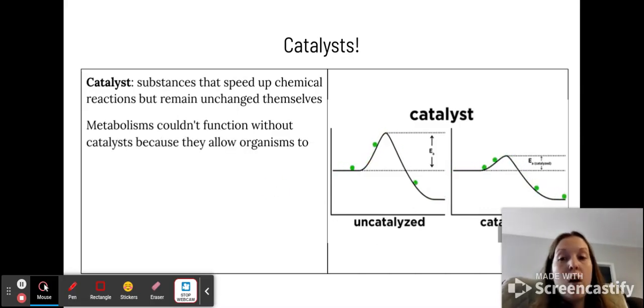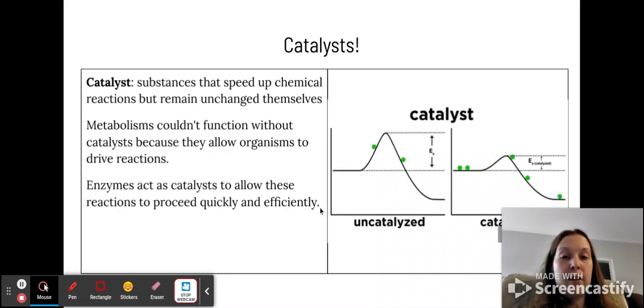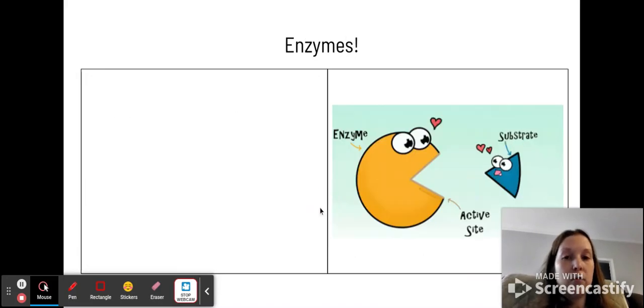Metabolisms could not function without catalysts because they allow organisms to drive reactions. What a catalyst does is it allows a different pathway for a reaction to take place that uses less energy. It needs less energy than the original reaction did. And in our body, our biological catalysts are enzymes. They allow reactions to proceed quickly and efficiently in the body to break things down. They work by lowering the amount of energy needed for the chemical reaction to occur. So that's what enzymes do, and we'll look at those right now.